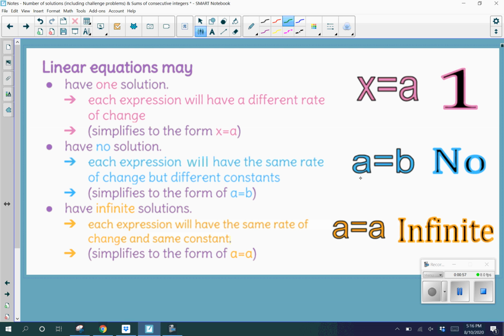No solution is when you end with two numbers that aren't equal to each other. So for example, let's say I end up with 3 on the left-hand side and -4 on the right-hand side. Obviously, 3 does not equal -4. Therefore, that would be an example of no solution. Let me just write an example in here. So x equals 7. That would be like a regular problem we've been doing. You would have one solution. And then the last one, we have a equals a. So let's say I get 3 equals 3. Well, that's true, which means that there are infinite solutions.